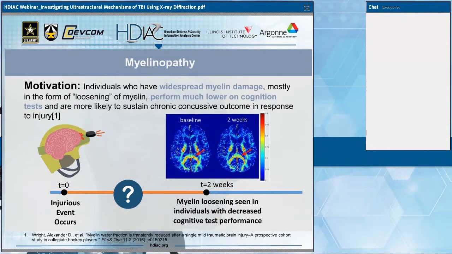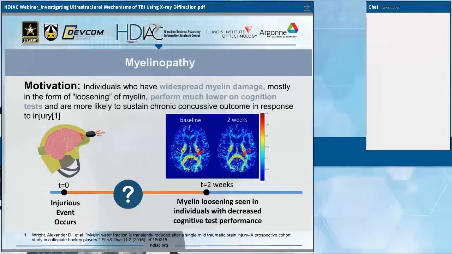The presence of myelin degradation has been shown in individuals suffering from a host of psychological disorders, including depression and post-traumatic stress disorder. For the warfighter, we focus on the fact that this degradation can be brought on by direct head traumas. In a study on collegiate hockey players, individuals were found to have suffered widespread myelin damage and performed much lower on cognition tests, and were more likely to sustain chronic concussive outcomes in response to injury compared to their peers.